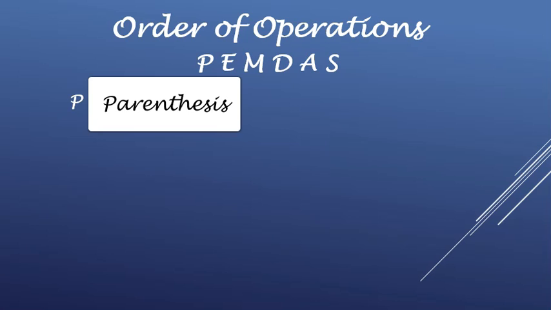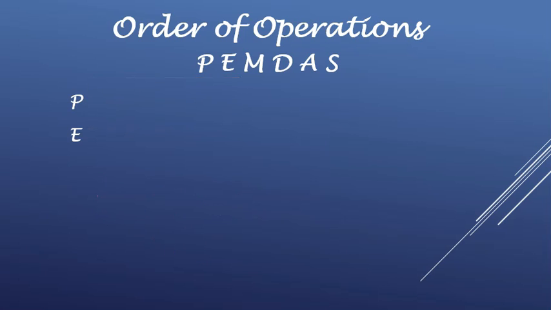P stands for parentheses. So if there's any math problem and it has the parentheses in it, say it's like this and it has 2 plus 5 and then times 3, we would need to do the parentheses first. So we would do the 2 plus 5 before you did the multiplication. The parentheses goes first.